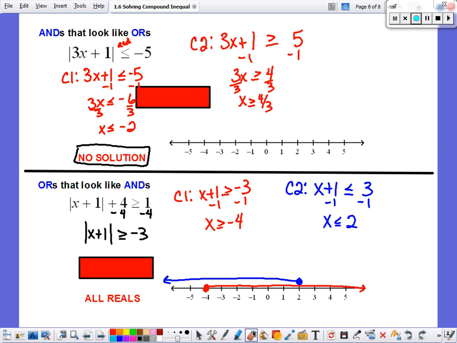Now, how do we do that graphically? This is pretty easy. You simply cover the whole number line. The whole number line is your solution, so anything that works. And your answer, again, would be all reals. You wouldn't want to put the word or in this case because we have an answer called all reals.